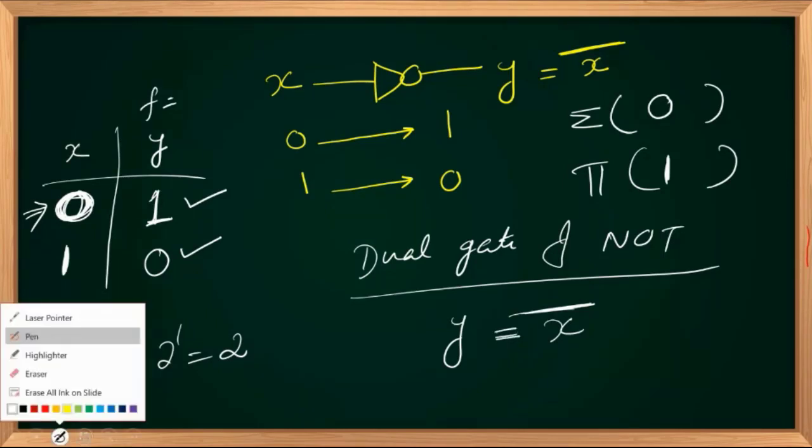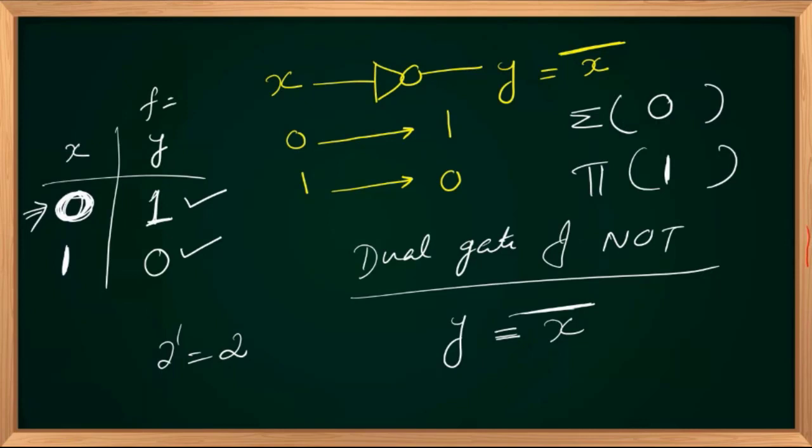Y equal x bar is the expression corresponding to NOT gate. What is the dual expression of this? Y, we will write as y itself. No change for equality. No change for variable. No change for complement. So y equal to x complement itself. So the dual gate of a NOT gate is nothing but the NOT gate itself.